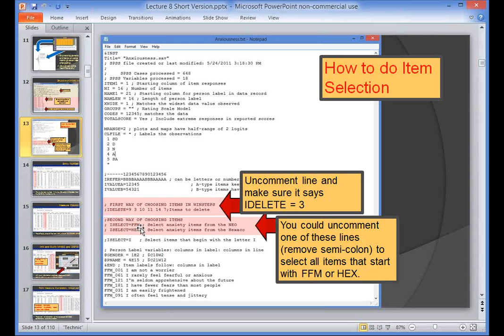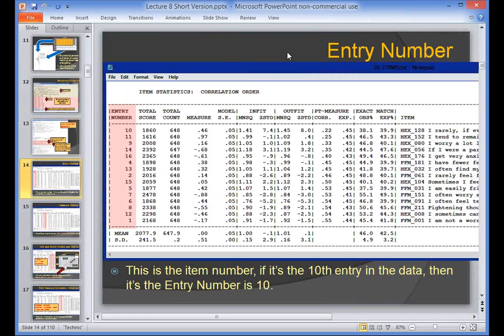The second way is to use the iSelect statement. So if we have iSelect in this example, iSelect equals FFM, that's going to select any item that starts with the letters FFM into the analysis. Anything that doesn't start with the letters FFM will not match this character string and will be excluded from the analysis. So all you would have to do, if you can see this slide, would be to uncomment one of these lines, and you can very quickly switch what scales you're analyzing with WinSteps that way.